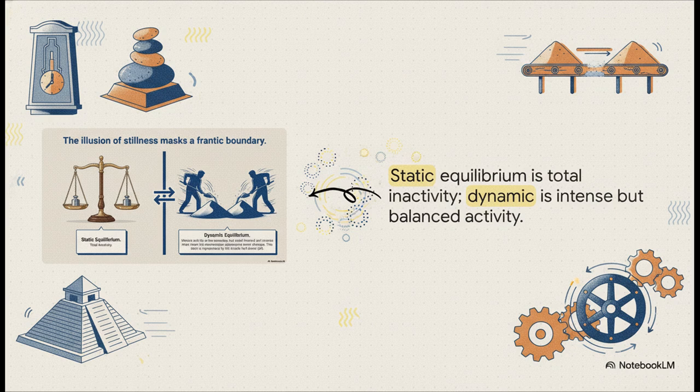Now, look to the right. This is dynamic equilibrium. And the best way to think about it is like two people shoveling sand back and forth at the exact same speed. The sand piles, they never change size. But man, there is constant nonstop activity going on.